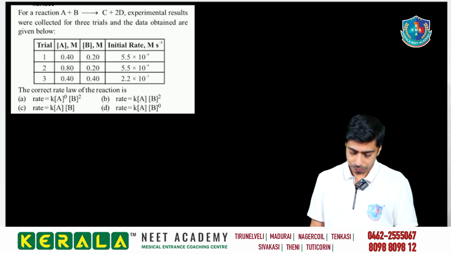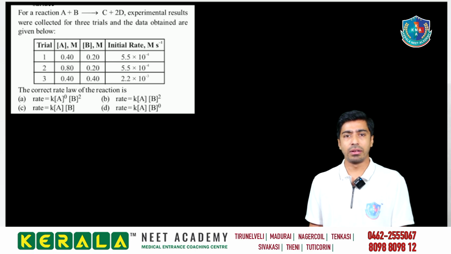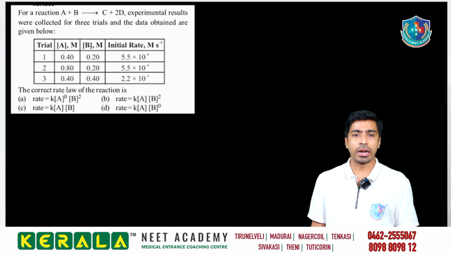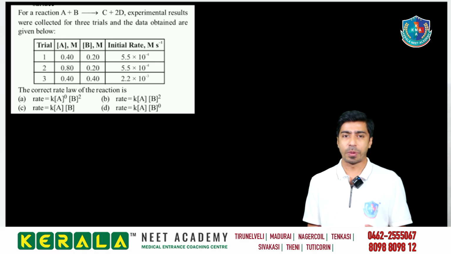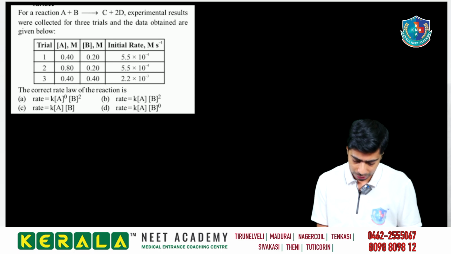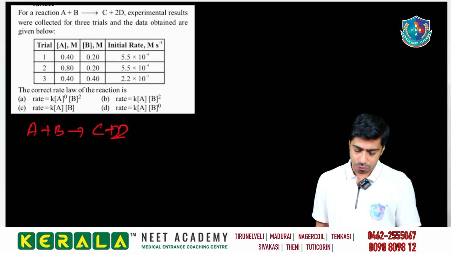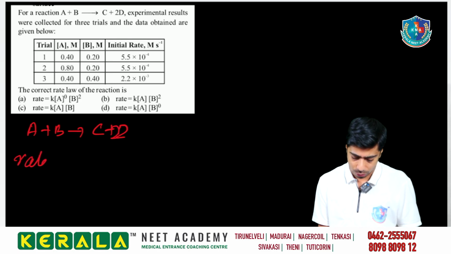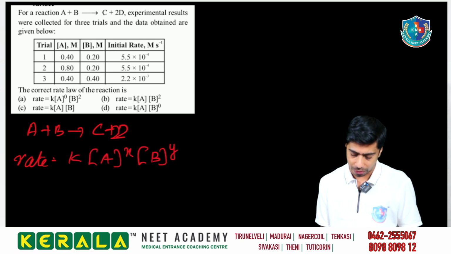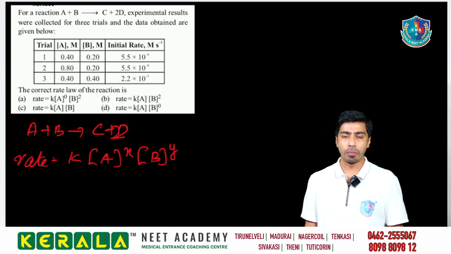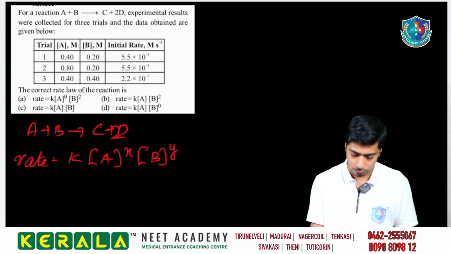Now this question: for the reaction A plus B giving C plus 2D, some experimental results in 3 trials are given, and we need to calculate the rate law for the reaction. Rate law, as you know, is an experimental concept. So the rate law will be rate is equal to K into concentration of A power X into concentration of B power Y. Now we should know the value of X and the value of Y.